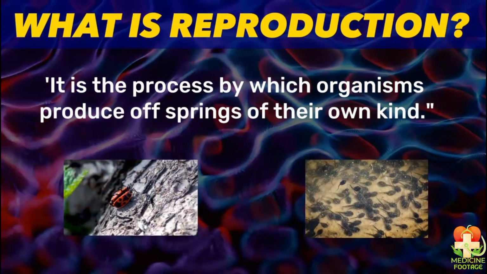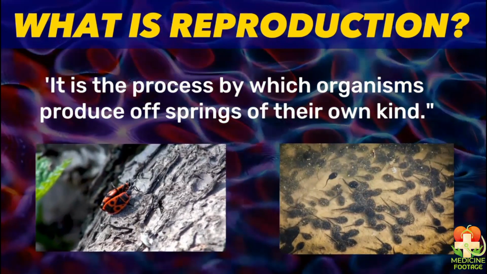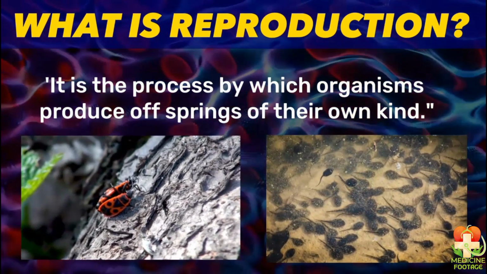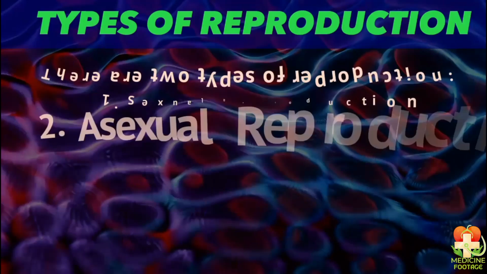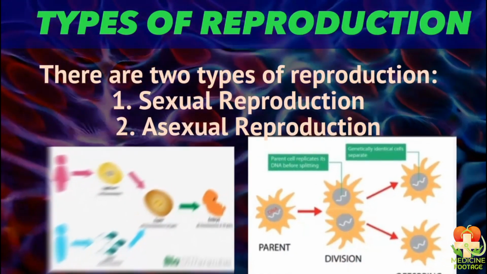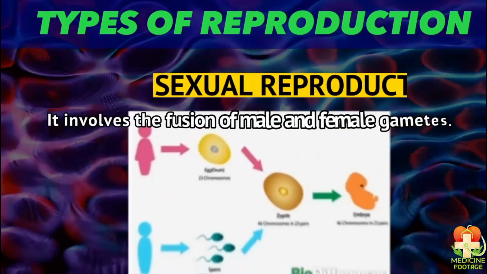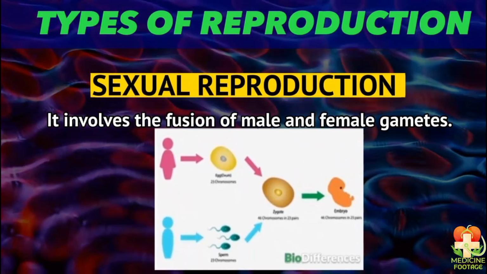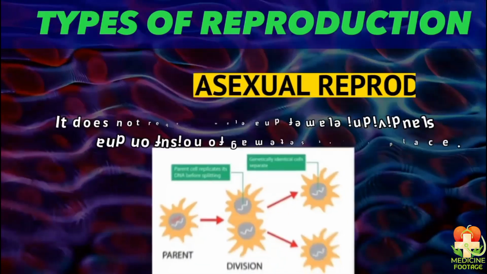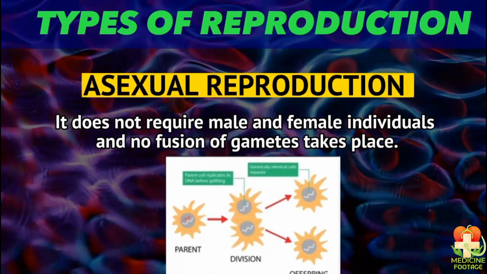Reproduction is a process in which organisms produce offspring that resemble themselves. This is what we call reproduction. Reproduction occurs in two main types: sexual reproduction and asexual reproduction. In sexual reproduction, the fusion of male and female gametes is required. In asexual reproduction, there is no fusion of gametes.